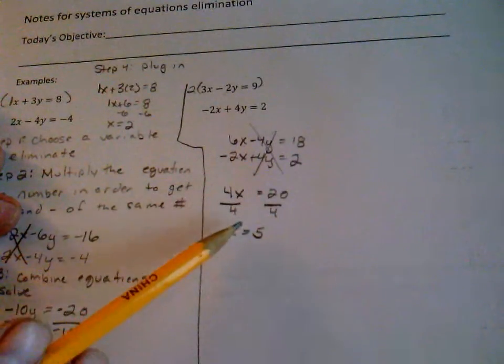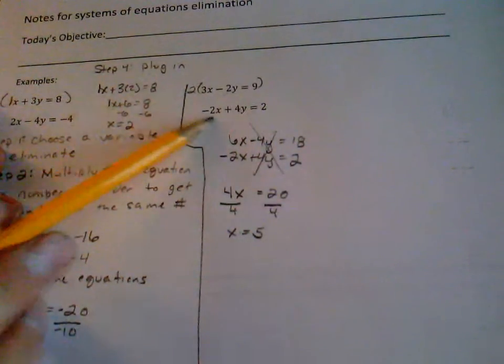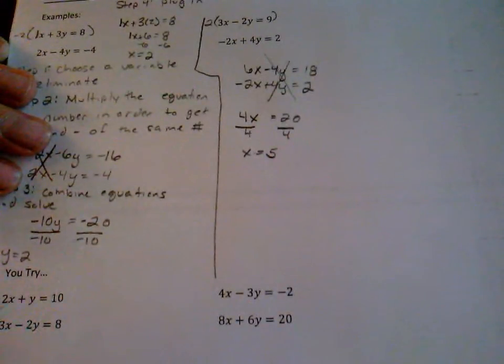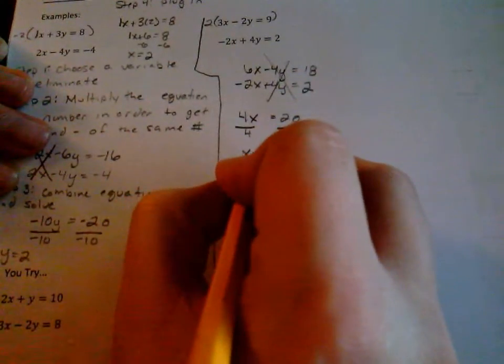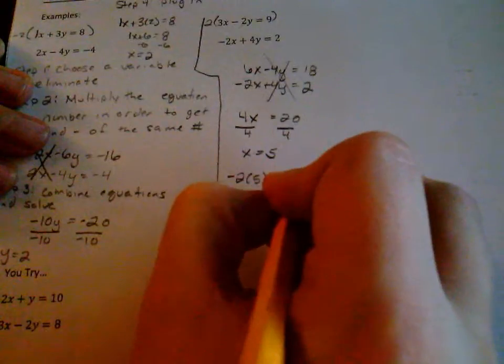Our last step is to go back to the beginning. Just plug it into either one of these. You know what? I'm just going to plug it into this one. Okay? So it's going to become negative 2 times 5 plus 4y equals 2.